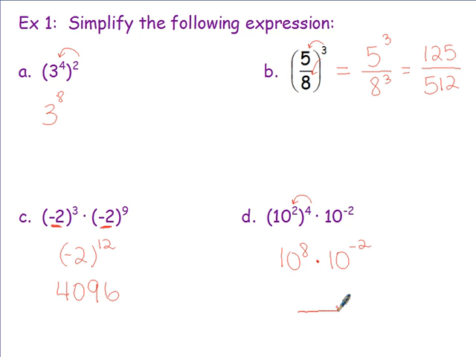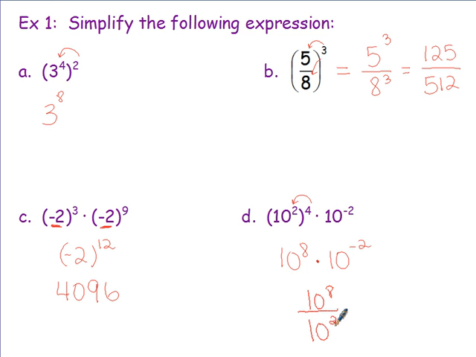If it's happy, it stays where it's at. This first 10 was happy, so I'm going to leave him on the top of the fraction. However, this 10 is not happy. He's going to move to the bottom of the fraction, and when I move him and his exponent, the negative is going to go away. So down here in the bottom, I now have 10 to the positive 2 power. So now, we've made this guy happy.